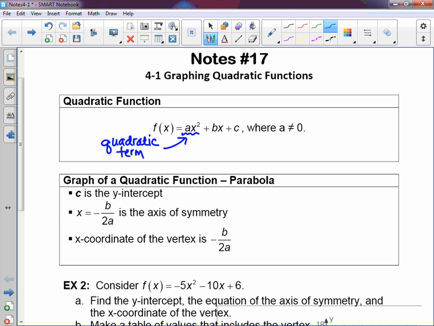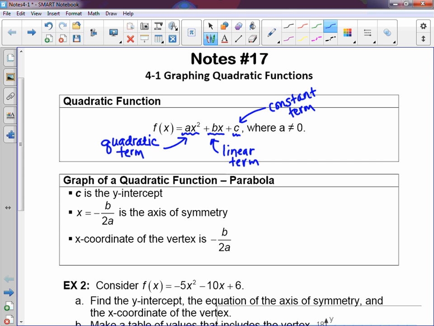Any ideas what the middle one's called? If we didn't have the first term, if we didn't have that squared term, then what kind of equation would that be? Equation of a what? A linear term. An equation of a line. And then when you have just the number by itself, that's called the constant term. I'm sure you heard it because that's what I call it. So you should have heard me say that before. Okay. So just the parts of a quadratic function there.